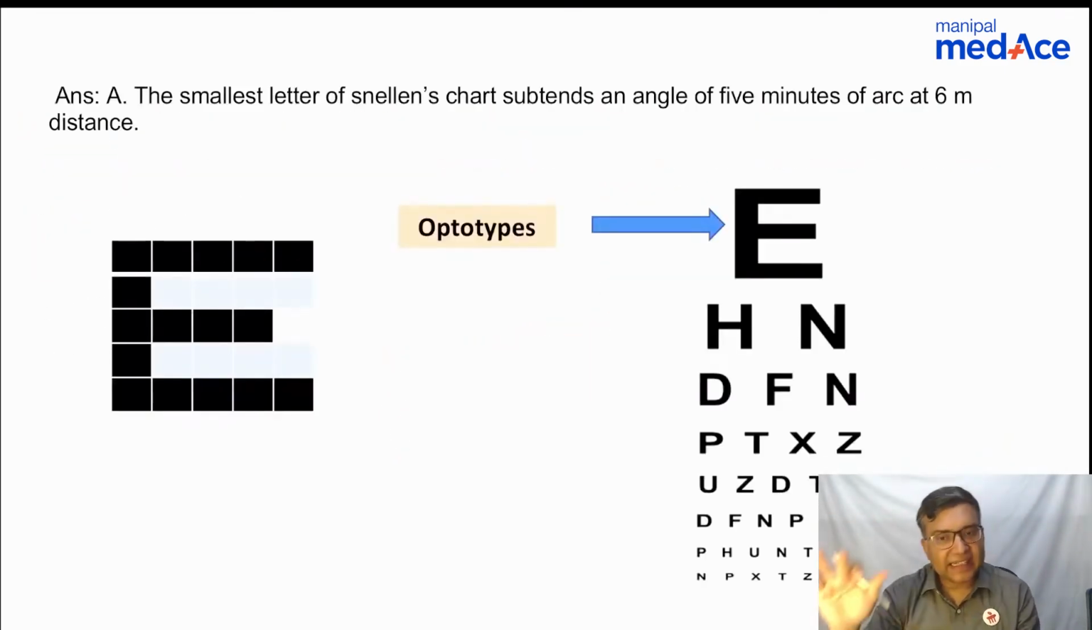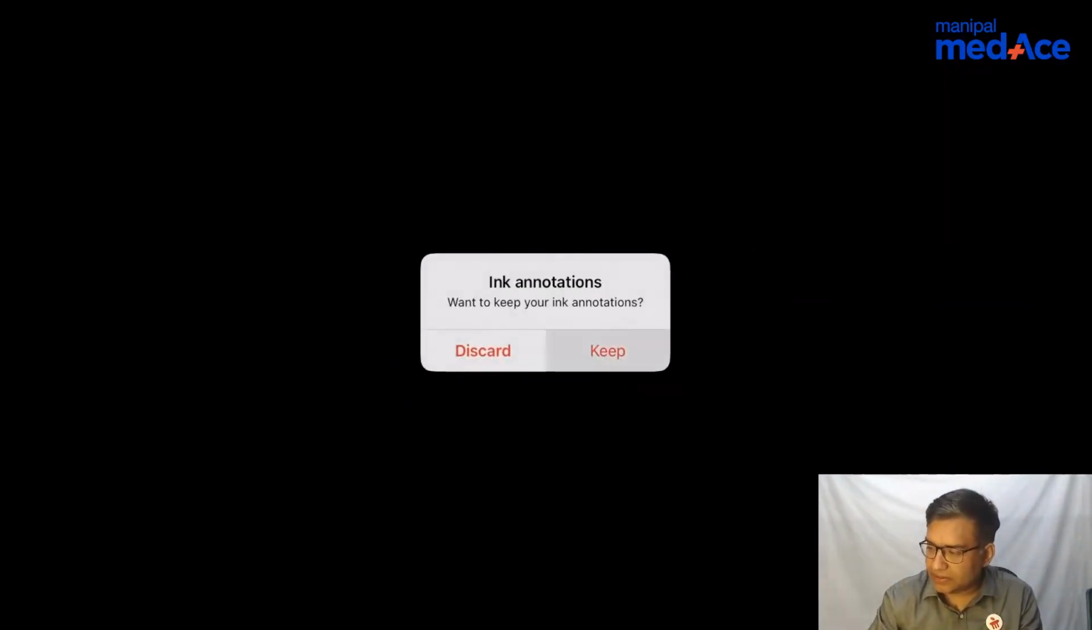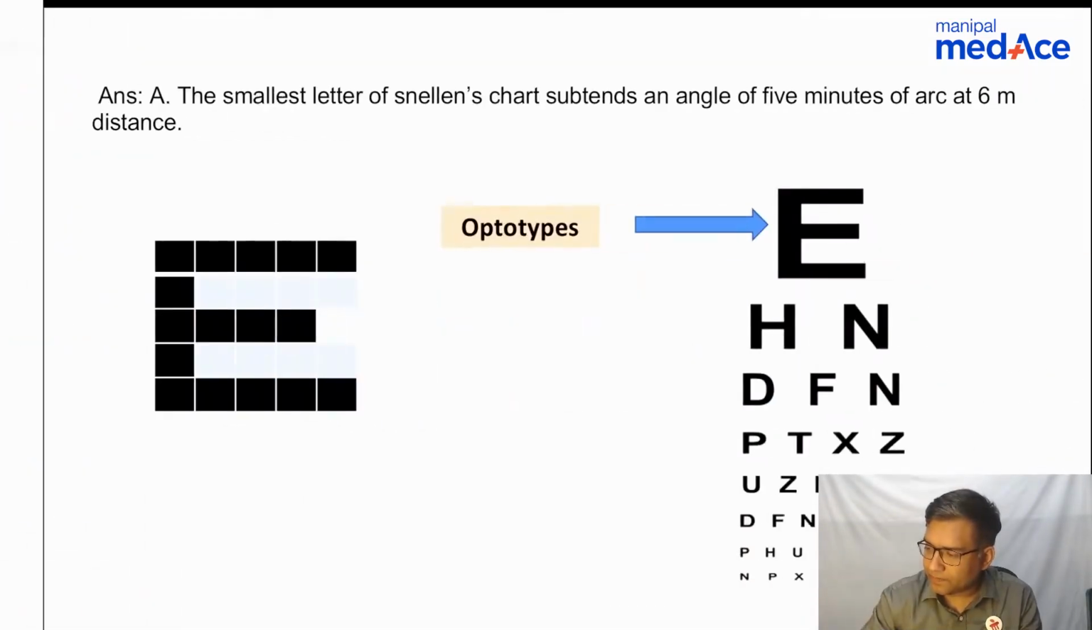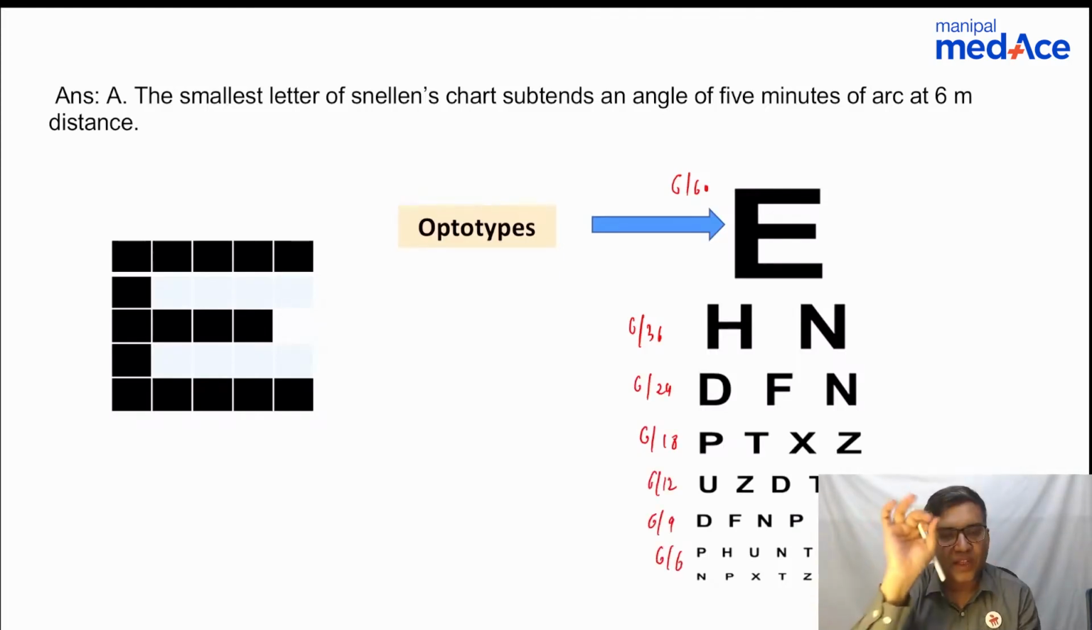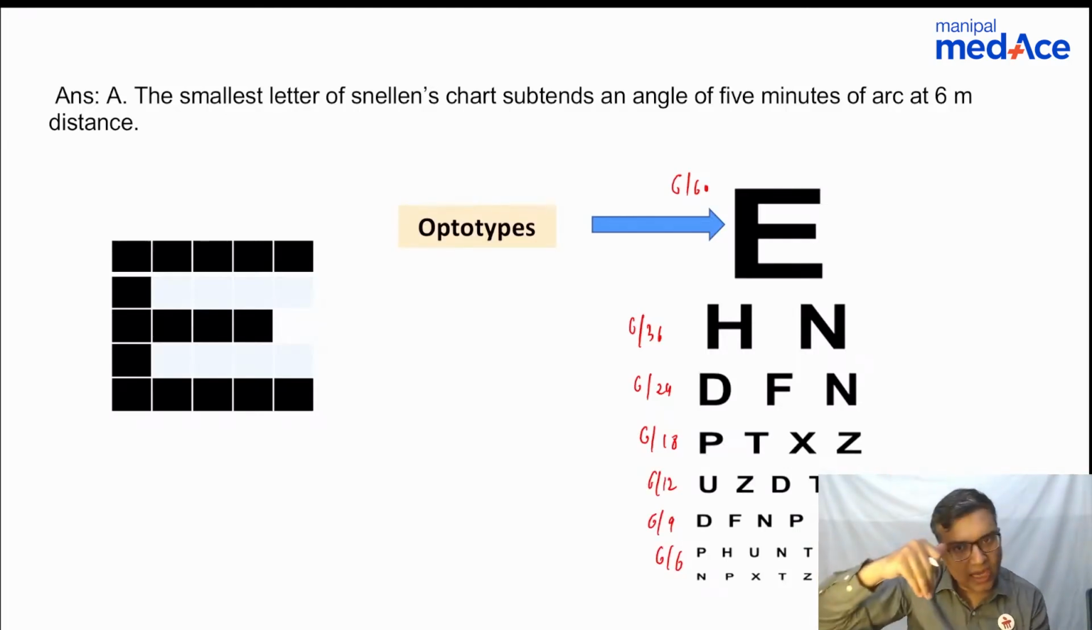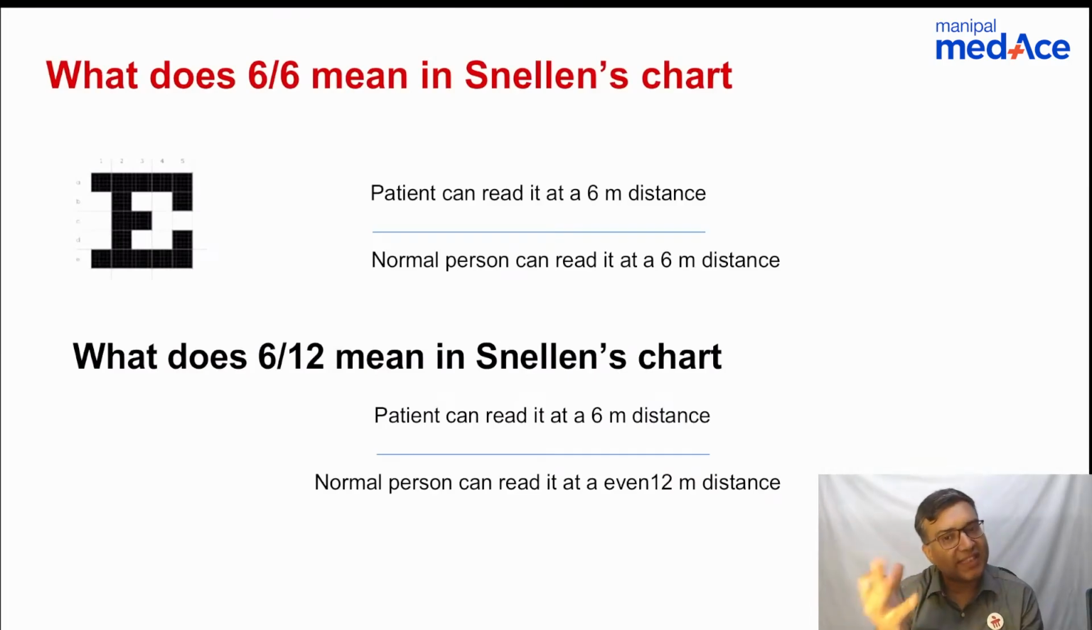So these letters which we see in the Snellen's chart, these are called optotypes. We say, this is 6 by 60, 6 by 36, 6 by 24, 6 by 18, 6 by 12, 6 by 9, 6 by 6. Okay, so it's going down. As we go down, the size of the optotype is decreasing. Is it clear? Okay, now what is the meaning of 6 by 6?